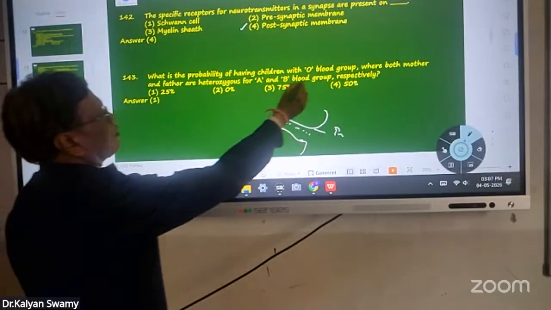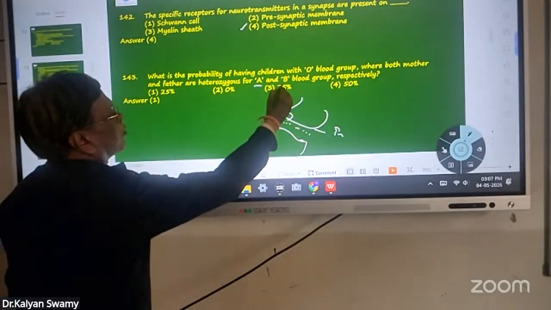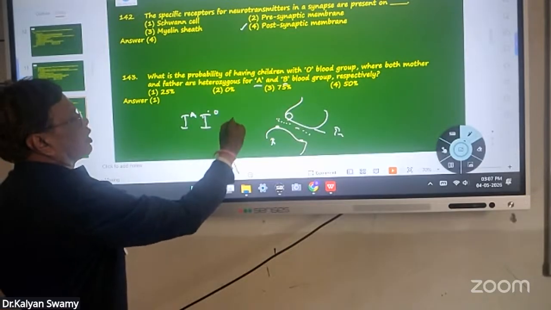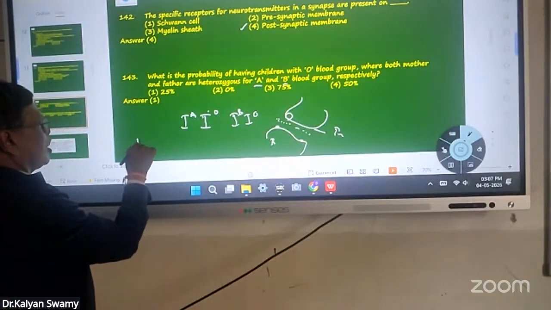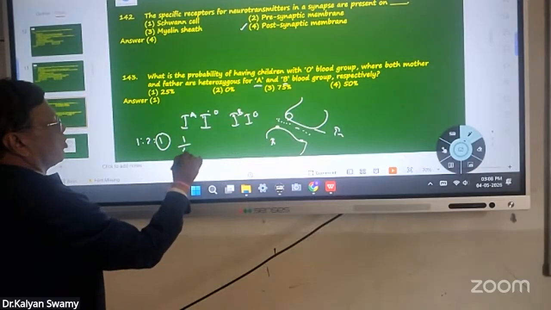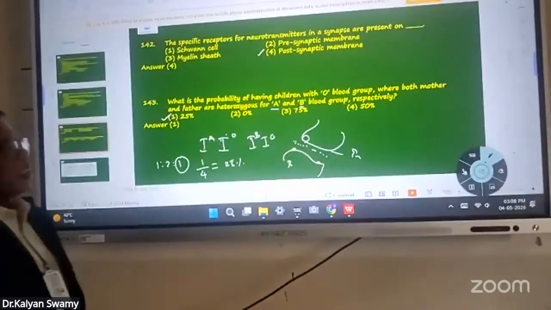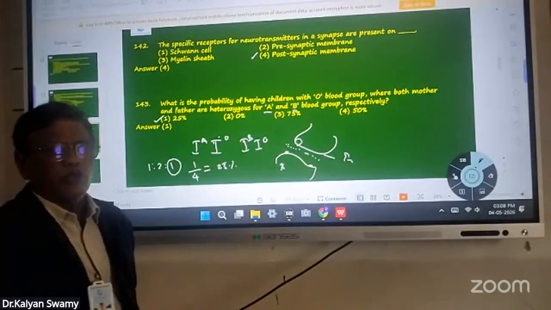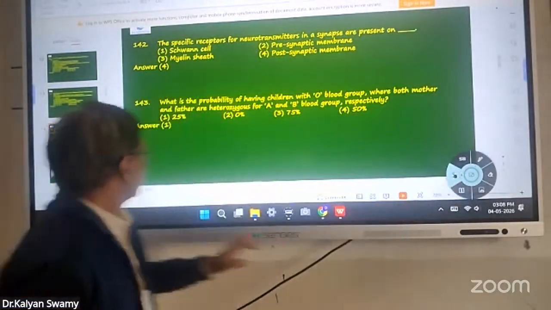Then, what is the probability of blood group AB where the mother and father have A blood group and B blood group, that is IA IO and IB IO. When both are heterozygous, the genotype ratio is 1:2:1, and the probability of AB blood group is 1/4. The percentage is 25%. Directly, if both are heterozygous, 1:2:1. Okay, we will go to the next.